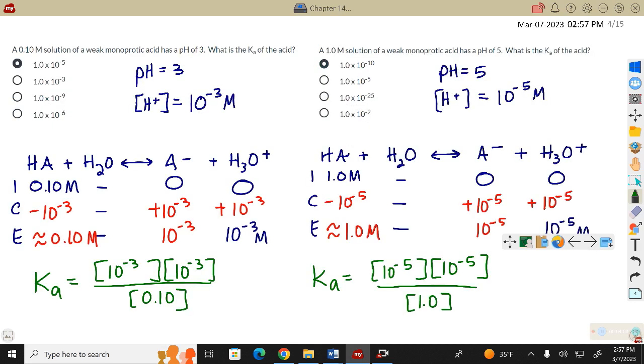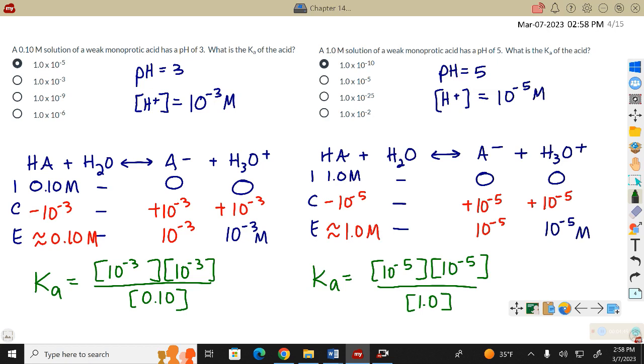Now again, feel free to pause at any time as you look through the answer key if you want to check over your math. In these examples, we had a weak monoprotic acid, which we can just call HX, HY, HZ, HA. And I've been given the pH. We want to know the Ka. And so I think what we forget is that if we know the pH, we know the amount of hydrogen present when this thing is at equilibrium. If the pH is 3, the hydrogen concentration is 10 to the negative third. If the pH is 5, the hydrogen concentration at equilibrium is 10 to the negative fifth.